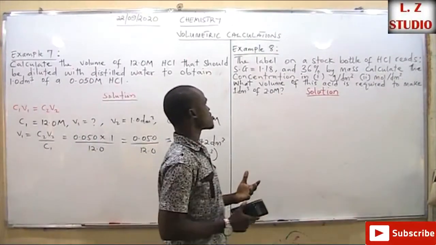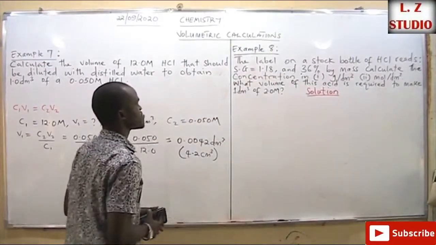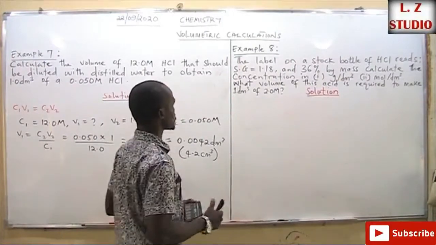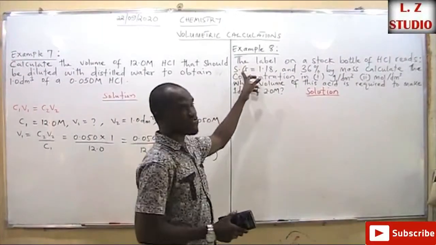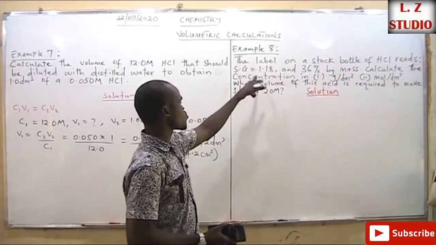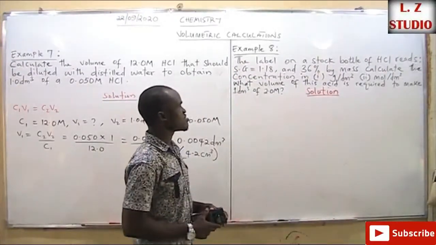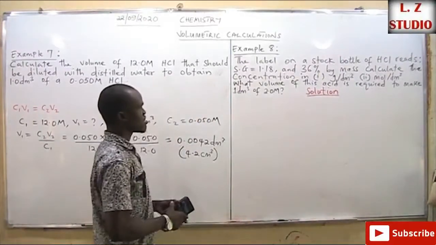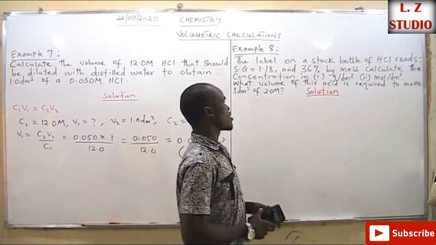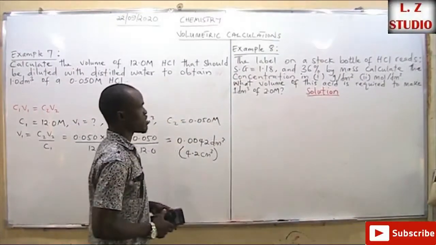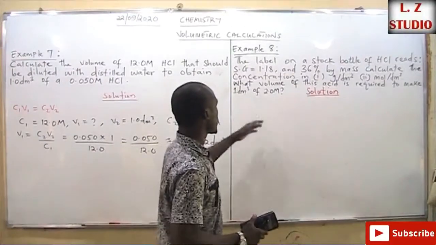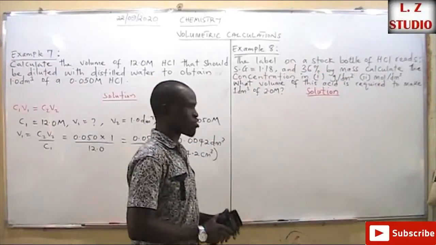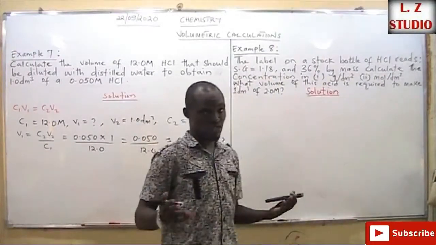And that takes us to example number 8 here. Example number 8 says the label on a stock bottle of hydrochloric acid reads as follows. SG here stands for specific gravity, which is 1.18, and percentage assay is 36% by mass. We are asked to calculate the concentration in grams per dm cube and in moles per dm cube. The question then moves forward and asks what volume of this acid is required to make 1 dm cube of 2.0 molar hydrochloric acid.